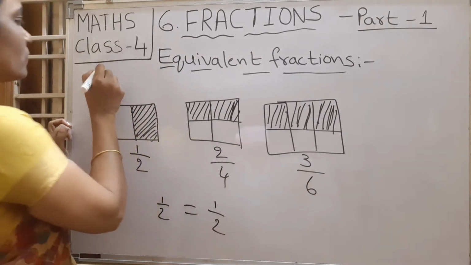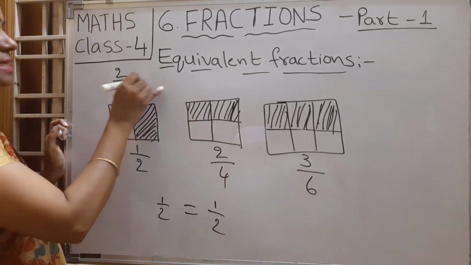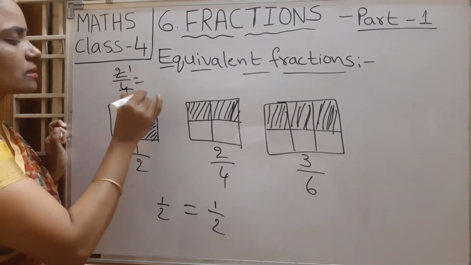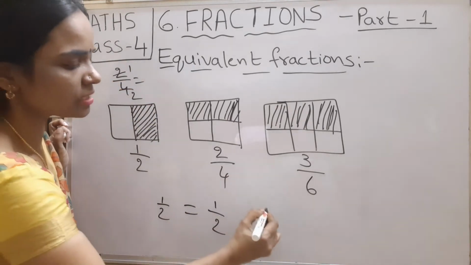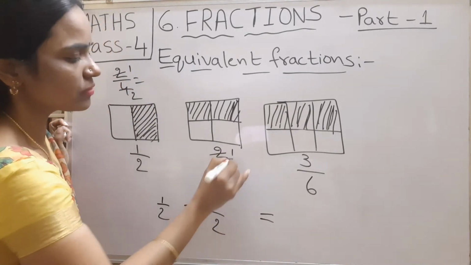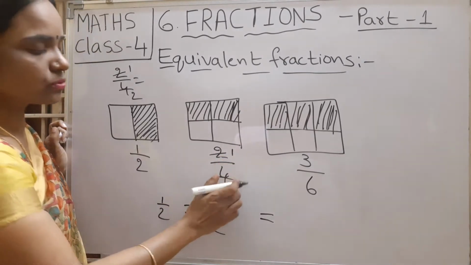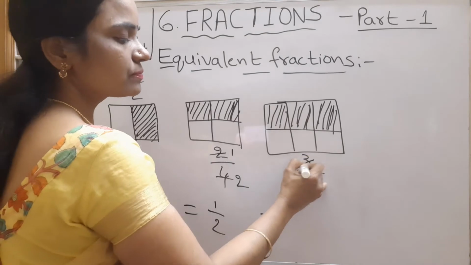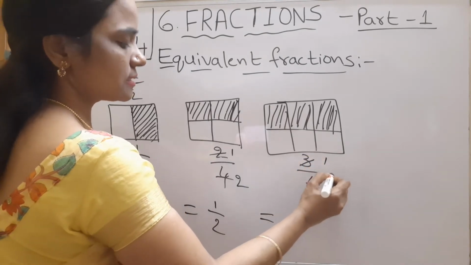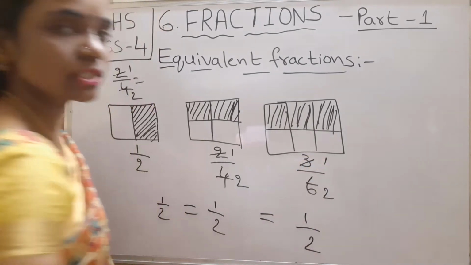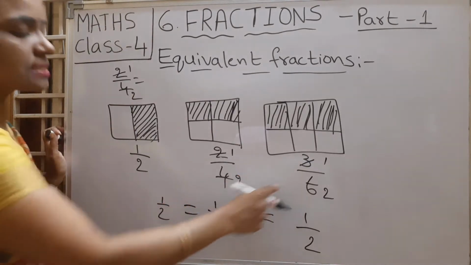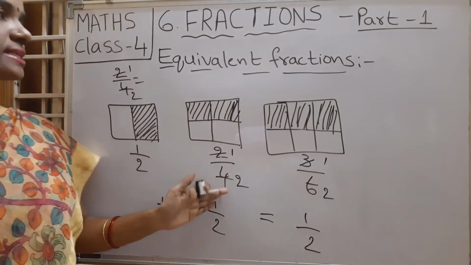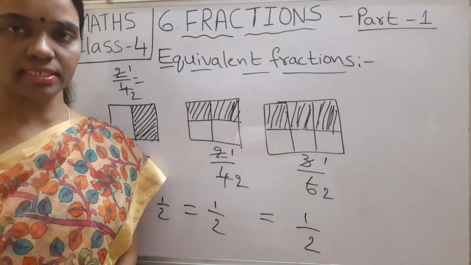What is the value of 2 by 4? Shall we simplify using the 2 table? Yes. 2 1s are 2, 2 2s are 4. So the value of 2 by 4 is also 1 by 2. Next, what is the value of 3 by 6? 3 1s are 3, 3 2s are 6. So its value is also 1 by 2 only. So all fractions have the same value, 1 by 2. These fractions are the equivalent fractions.